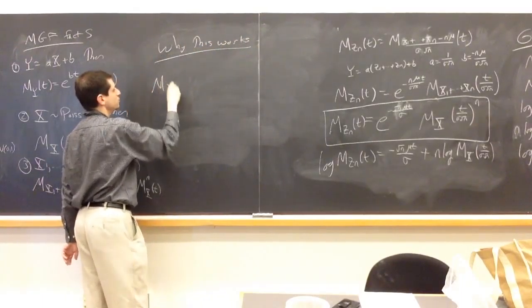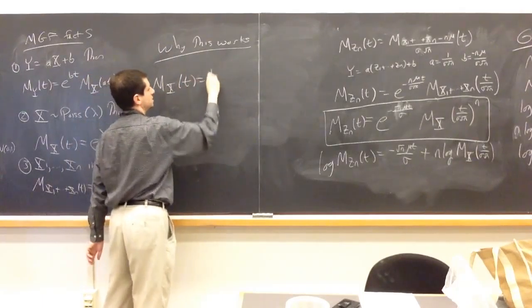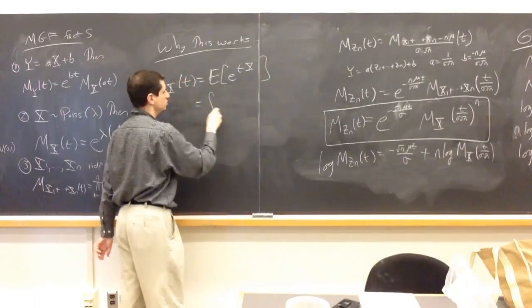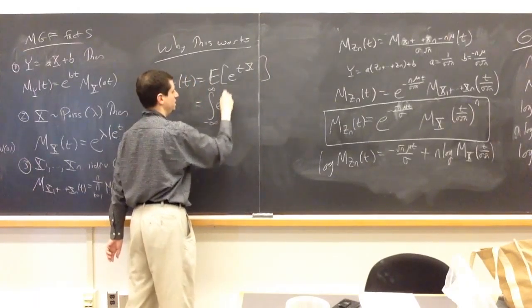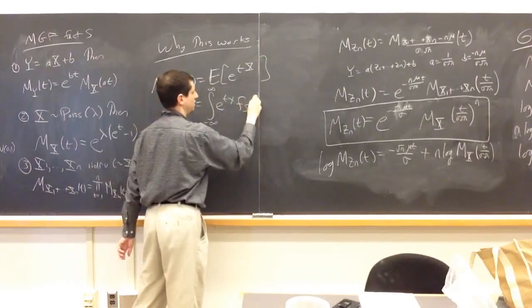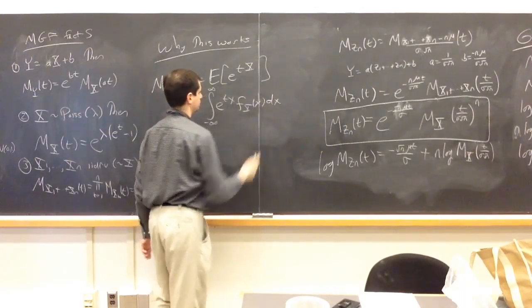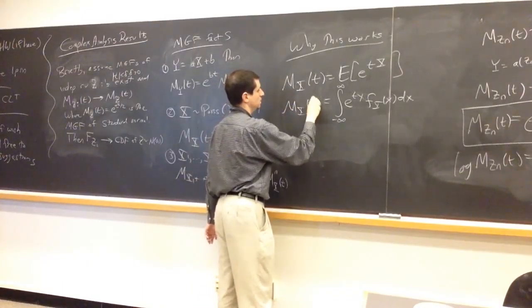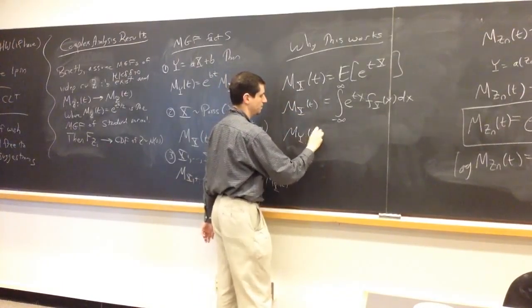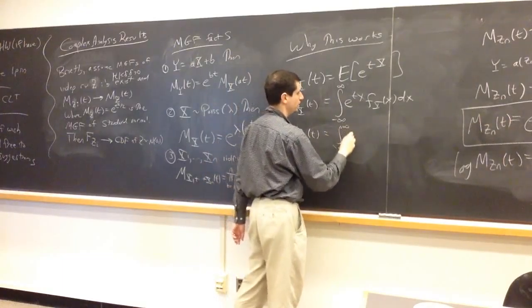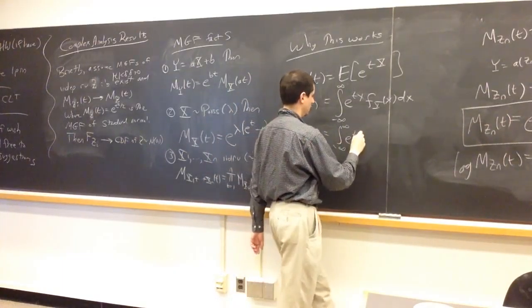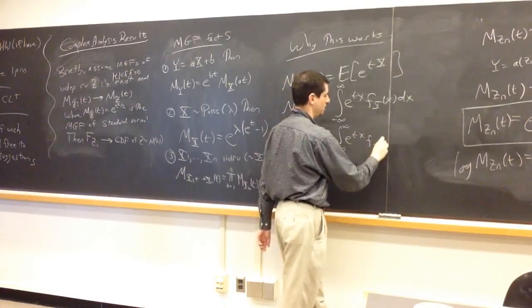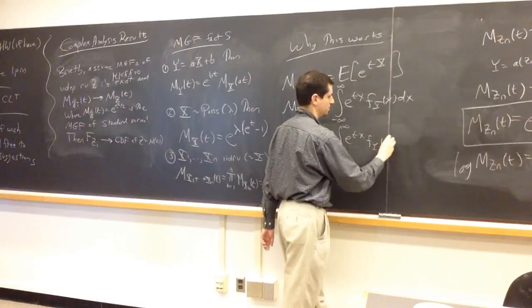So the moment generating function of x, it's the expected value of e to the tx. It's the integral from minus infinity to infinity of e to the tx f_X(x) dx. And similarly, if I give you the moment generating function of y, you're integrating e to the t, I can use the same letter, x, f_Y(x) dx.